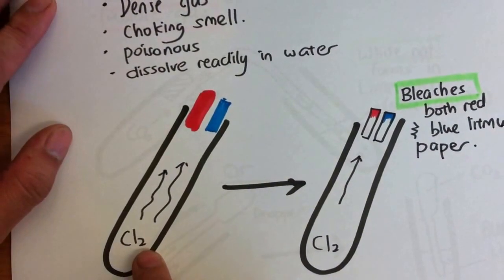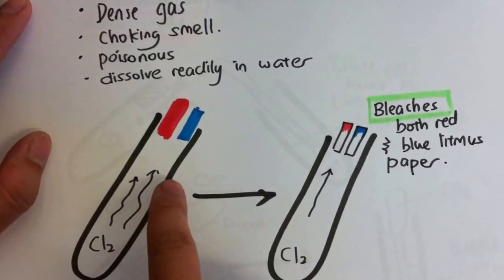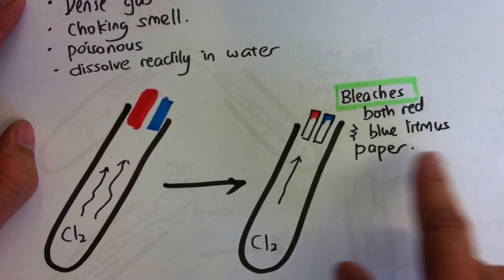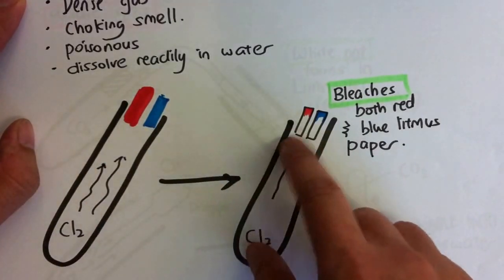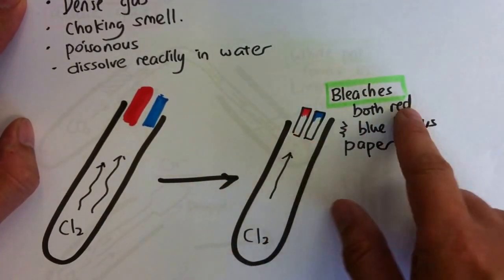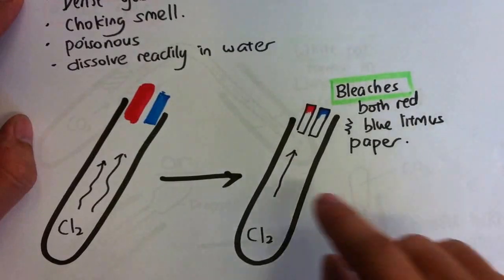So, chlorine gas, what does it do? Chlorine gas will bleach both red and blue litmus paper. So if you put a blue litmus paper there and a red litmus paper there, both of them will turn white. They will bleach. We use the word bleach, okay, for chlorine gas.